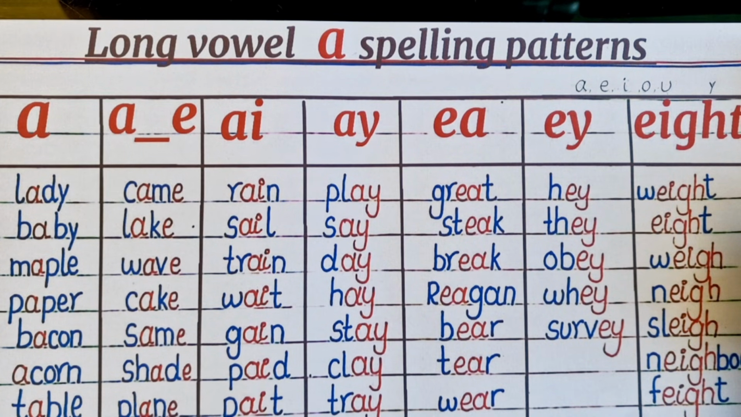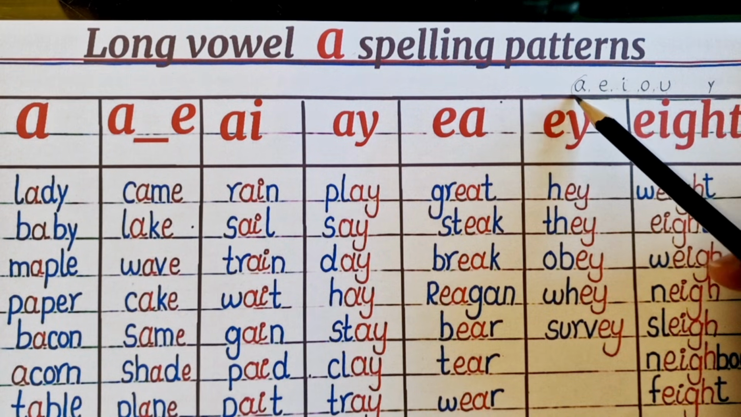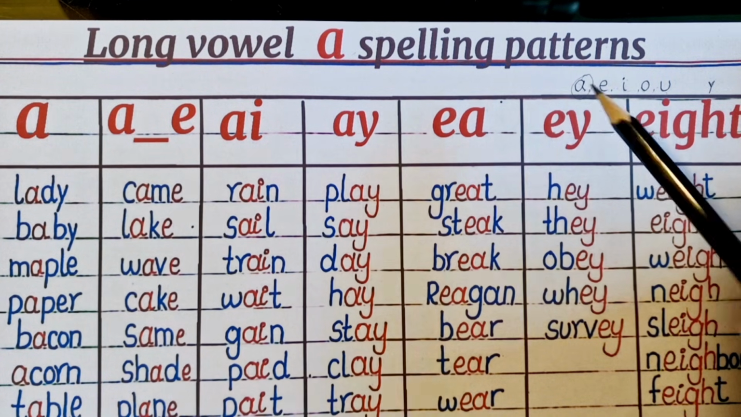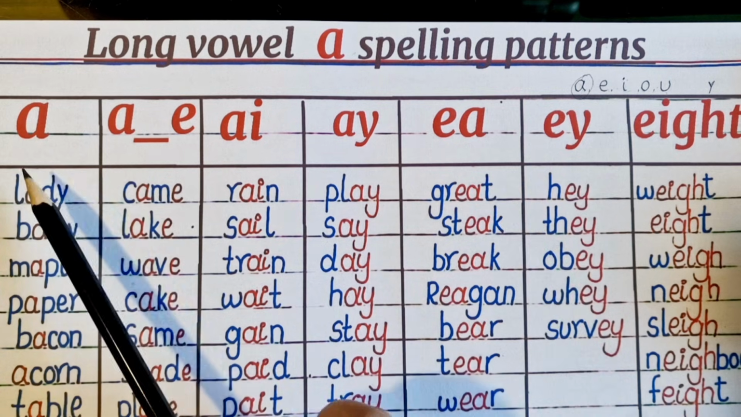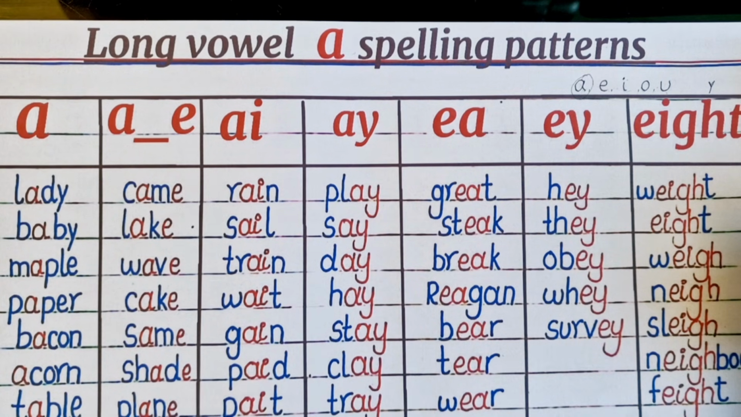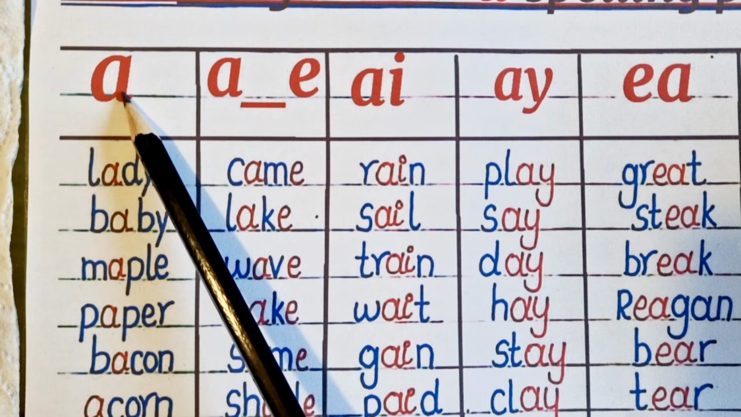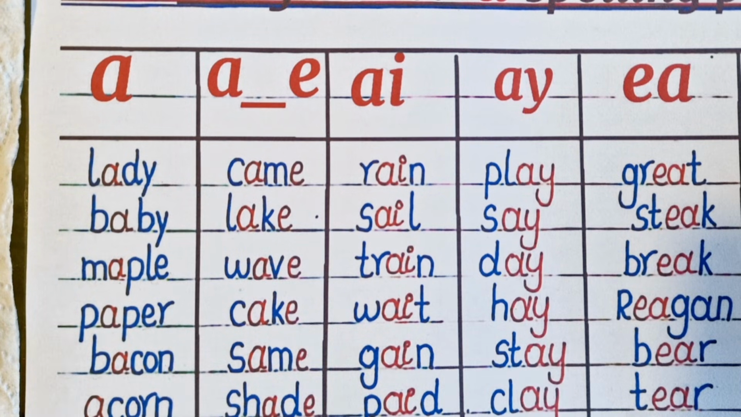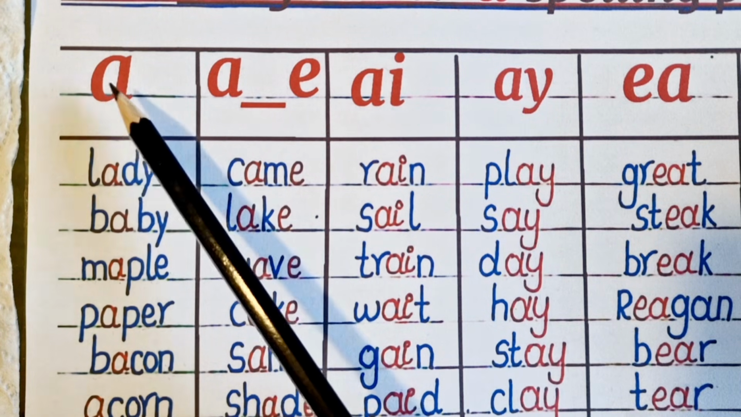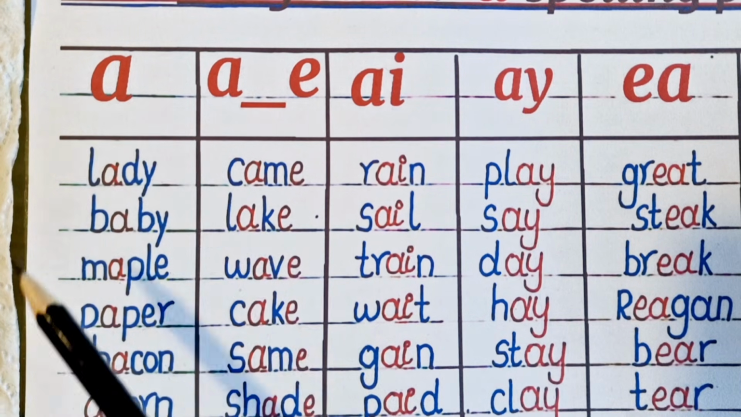But in this video we will learn only the long vowel A sound, which is the actual name of the letter A. Here I have different spelling patterns that have the long vowel A sound. Now let's learn step by step with examples. So as we know, A is a vowel and it has a short sound and a long sound. But in these examples we will learn only the long vowel A sound, that is A.